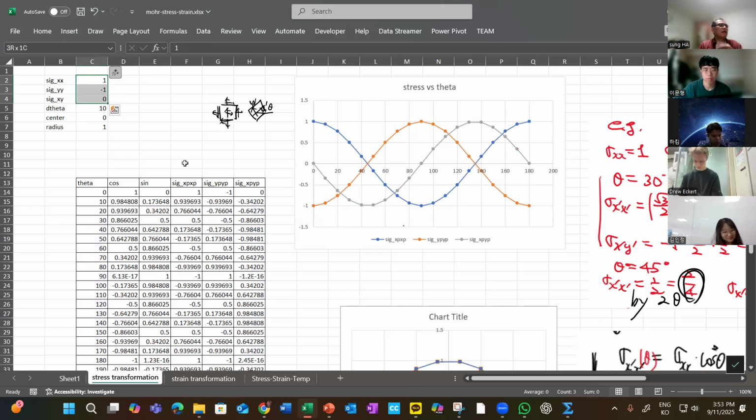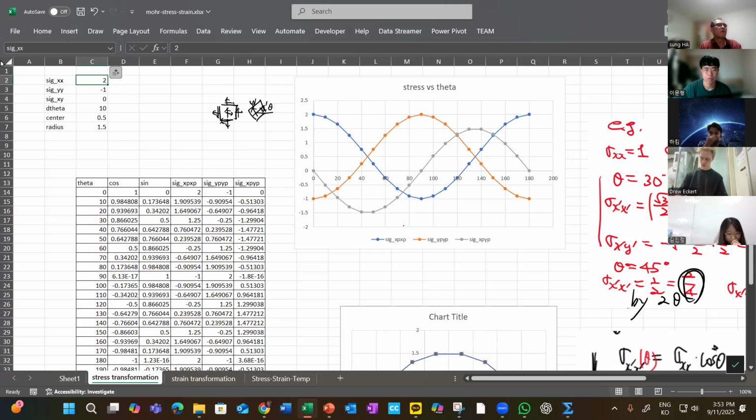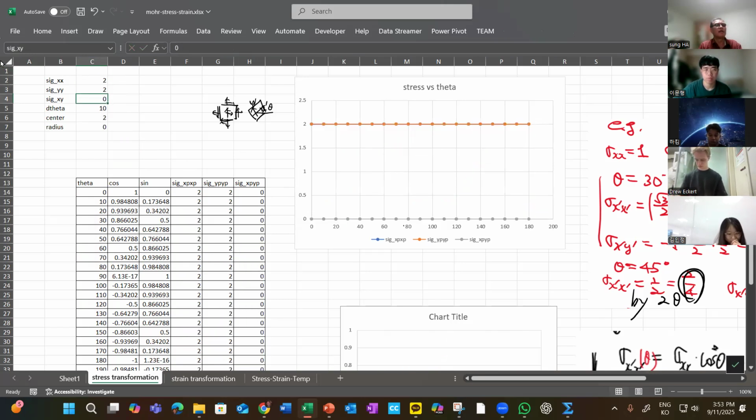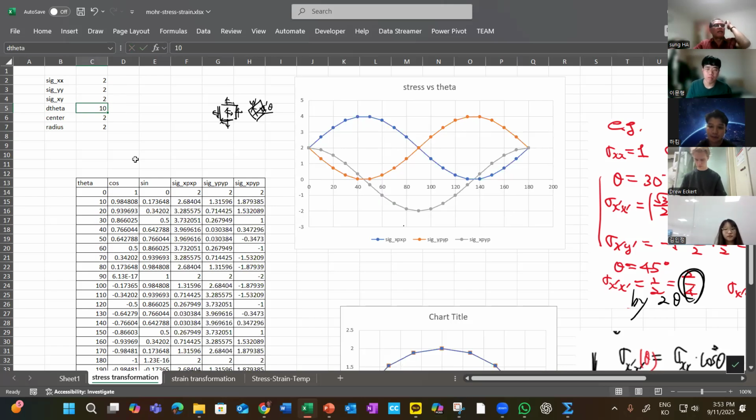Now for these three, you can specify any value, 2, or you can say 2. See, this is very interesting. Depending on some values, they don't change. Oh my God. This we cannot see from the vector, but the stress is very interesting. And this is a very easy way using Excel to observe how the components vary. So, okay, I will share this Excel with you.